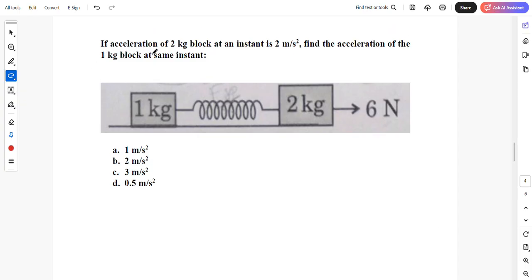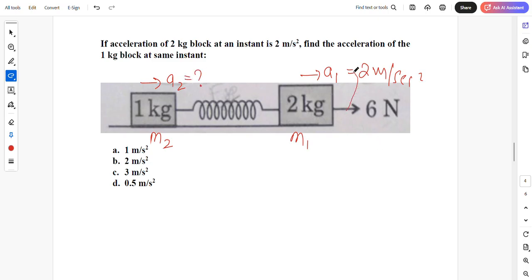Again here it is saying, if the acceleration of the 2 kg block at an instant is 2 meters per second square. Let us call this m1, and a1 is given, which is 2 meters per second square. Find the acceleration of the 1 kg block. Let me call this m2. You have to calculate a2, and I will take a2 in the same direction.